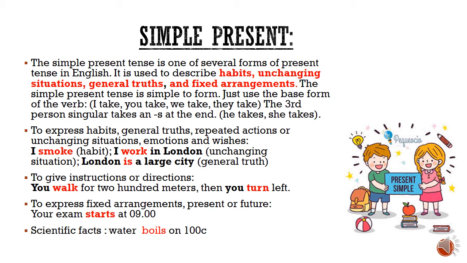Now here we have some examples. To express habits or general truth, repeated actions or unchanging situations, emotions and wishes. Like for example, I smoke, it's a habit. I work in London, it is an unchanging situation. London is a large city, this is a general truth or a fact. Sometimes we can use it to give instructions, orders, or directions. Like you walk for 200 meters, then you turn left, and you are giving directions here in this sentence.